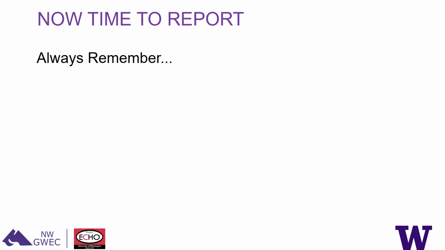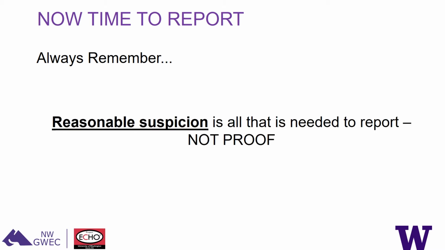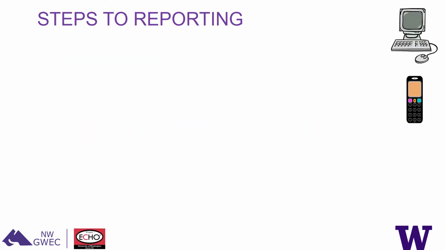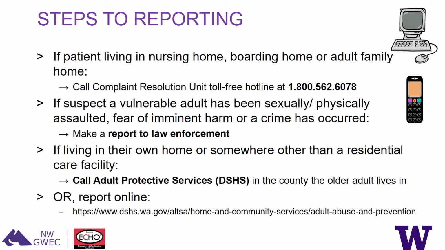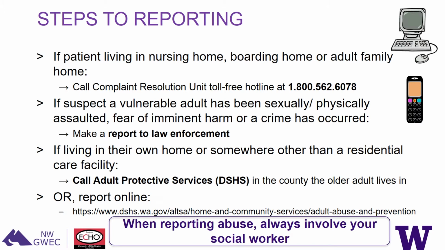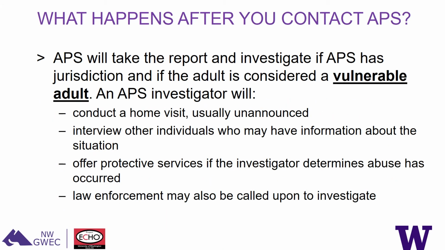So now it's time to report. Always remember, reasonable suspicion is all that is needed to report, not proof. It's not your job to prove that abuse has happened. If you see things and you can't come up with a clear explanation of how they occurred, it's your job to report. I'll skip over this; it's just information on exactly how you report and to whom. Really it's Adult Protective Services, or law enforcement if you're concerned about a criminal act.